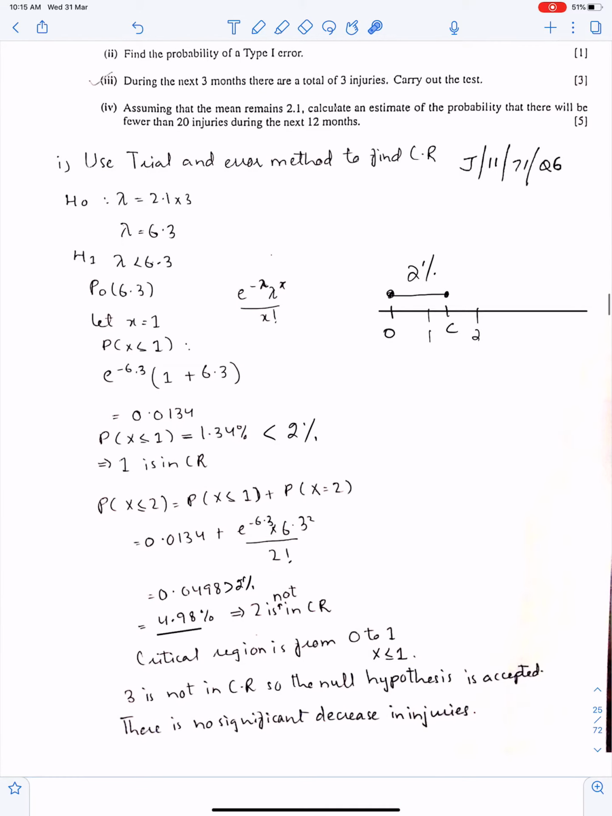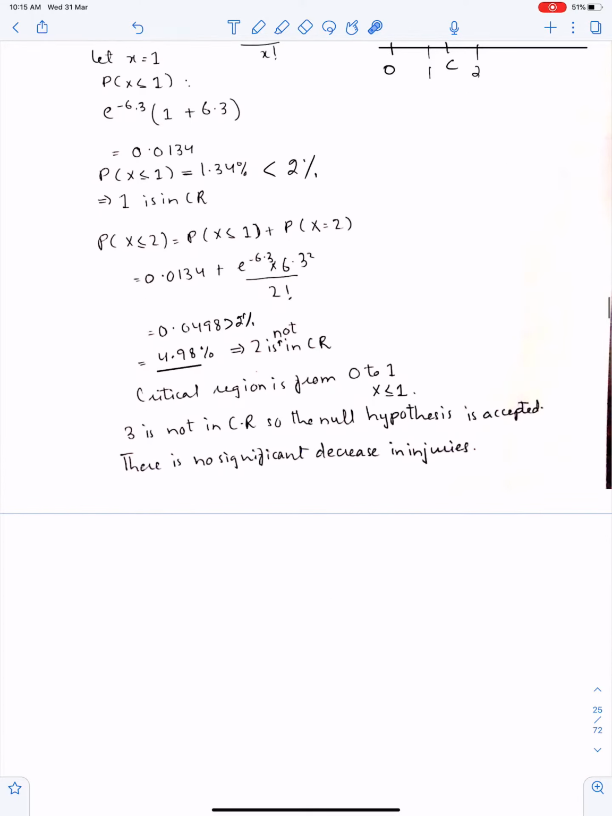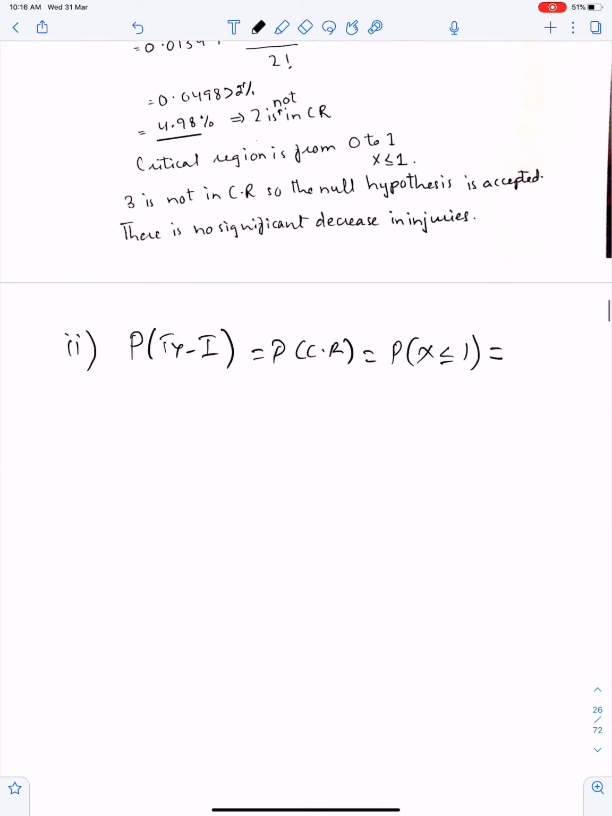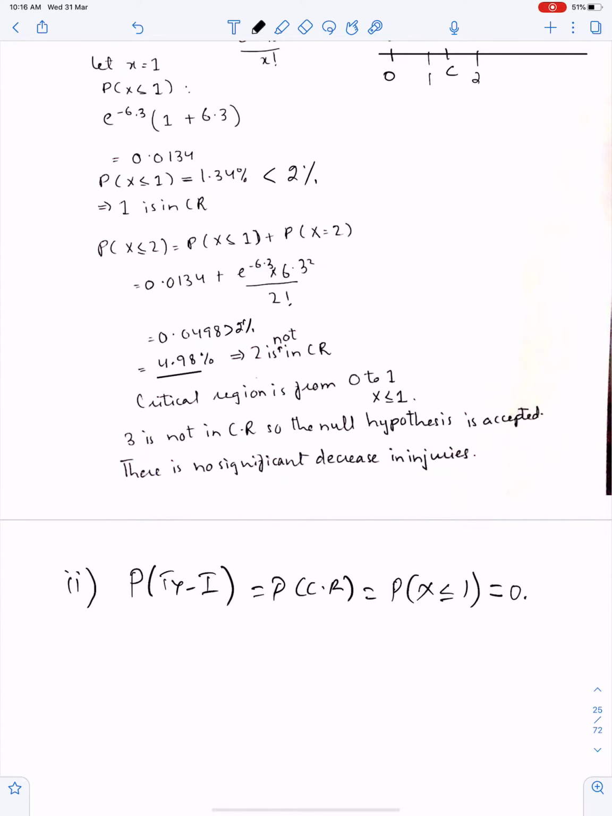So part 2, I'm doing part 2 here. The probability of type 1 error is the probability of the critical region, and the critical region is x less than or equal to 1. So the probability is 1.34%, or 0.0134. This is the probability of type 1 error.